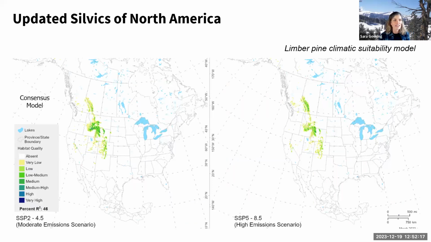The final thing I mentioned is that I'm part of a team working on the limber pine chapter for the updated Silvics of North America. We're collaborating with people working on other 5-needle pine chapters as well. That update will include suitability models for the species that are included in it.